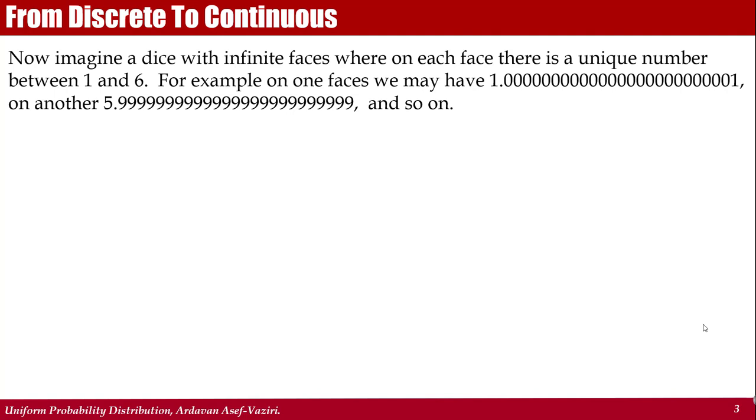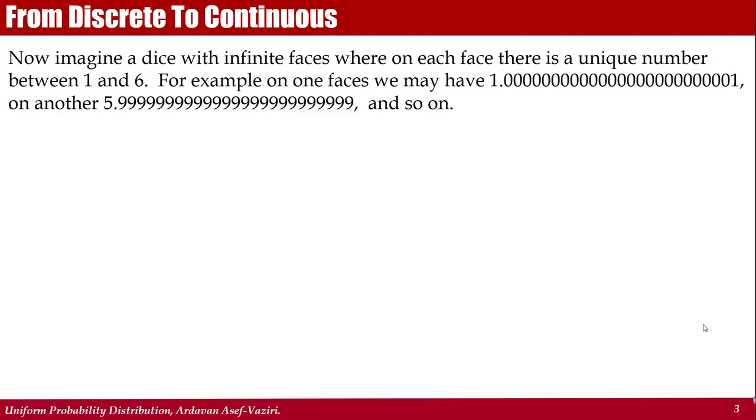This talk is about the continuous uniform distribution. But before this, I talked about the discrete uniform distribution, and I brought up the example of rolling a die, which has 6 outcomes, and the probability of all outcomes is equal. Now, think of a die which, instead of 6 faces, has 6 billion or 600 billion faces, such that on each face we have a potential number between 1 and 6.